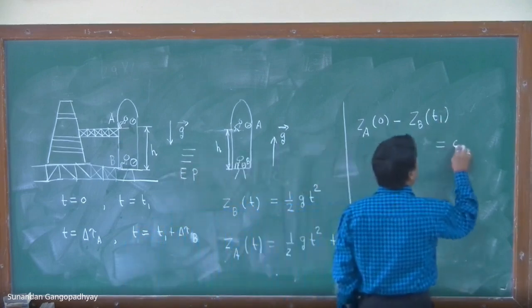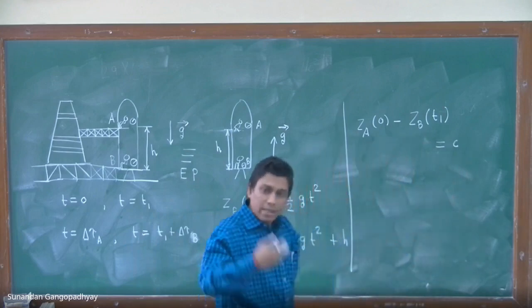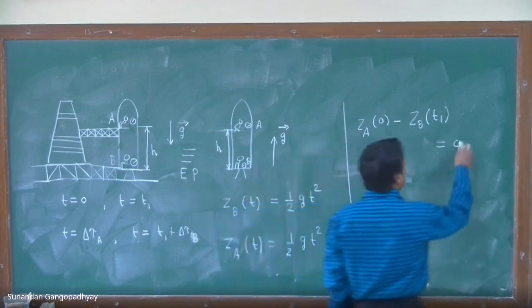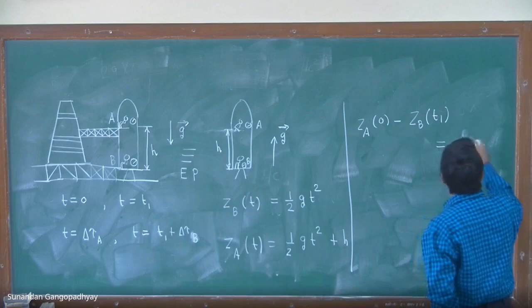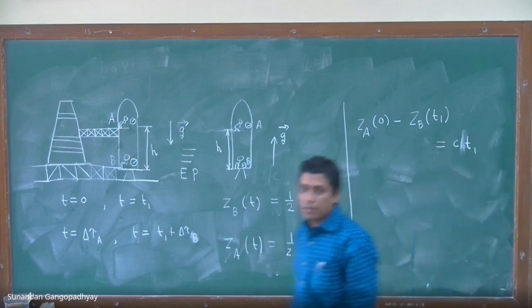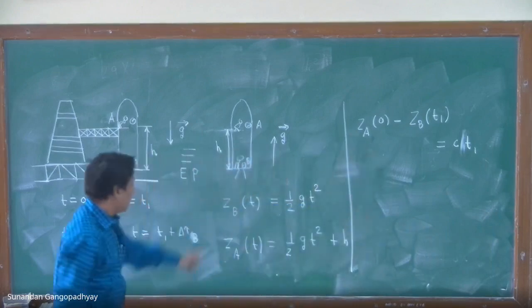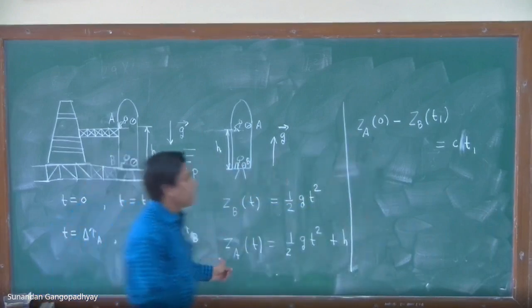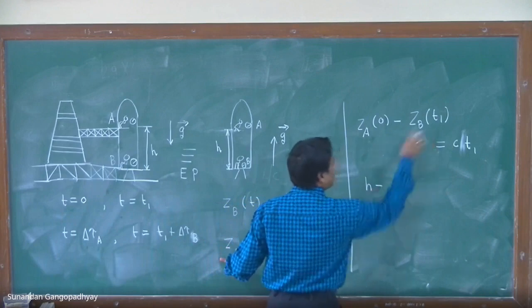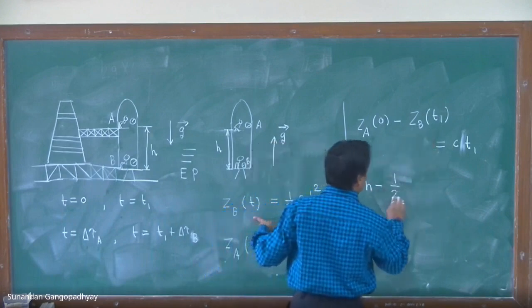Very simple. Sending light signal, so they are connected by light paths. So that is c t1. This is the first equation. What is ZA at 0? Look at these equations. ZA at 0 is h. And what is ZB at t1? Minus half g t1 squared.